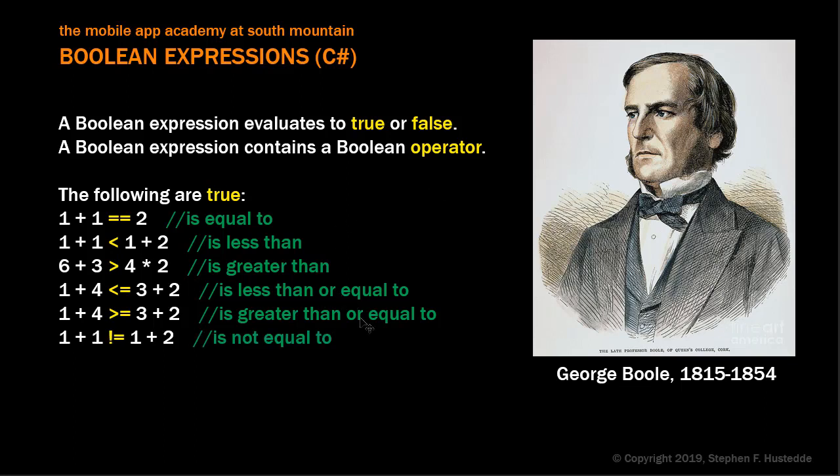And then the exclamation mark is the not operator in C#. And so 1 plus 1 is not equal to 1 plus 2. 2 is not equal to 3, and that is a true statement. So all 6 of those expressions evaluate to true.